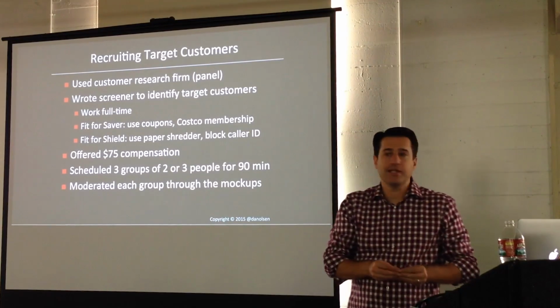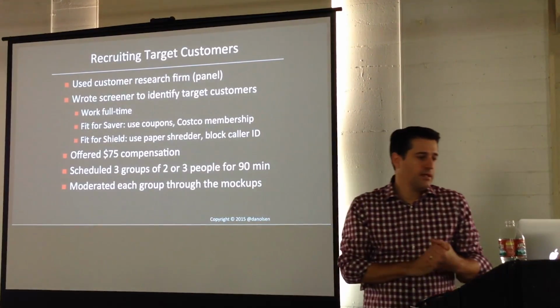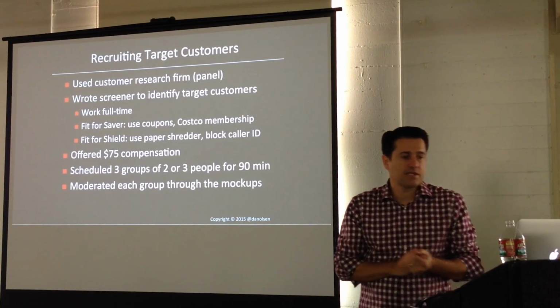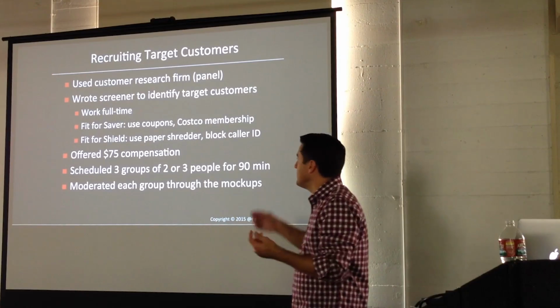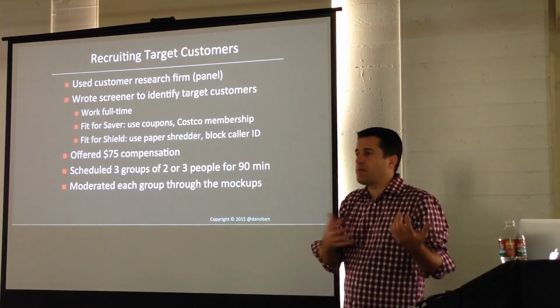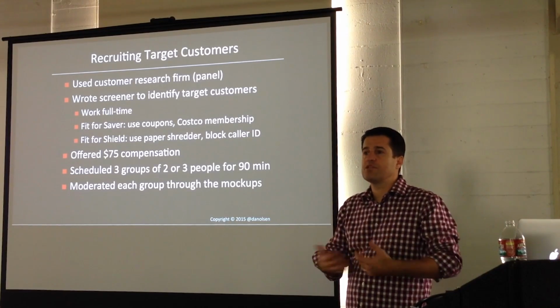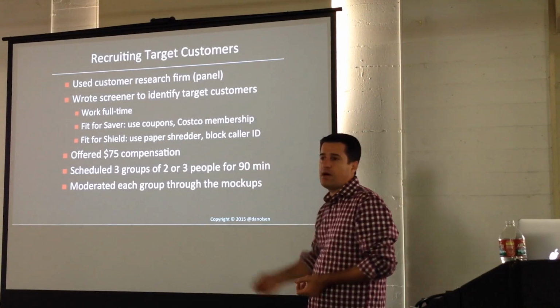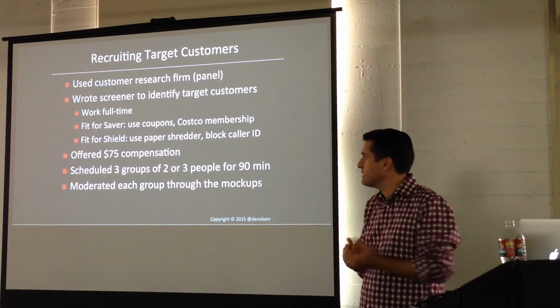So what you do is you write a screener, which is basically a survey used to qualify people. In the book I have an example of the screener, but we did simple things like, okay, work full time. For the savers, they need to care behaviorally, and I talk about behavioral segmentation in the book. They should have already done things that demonstrate that they care about saving money, like using coupons or having a Costco membership. And for the shield, it was things like a paper shredder, antivirus, and so on.